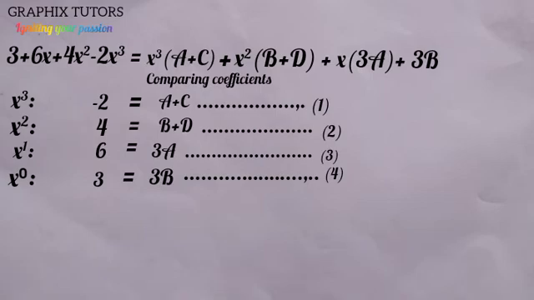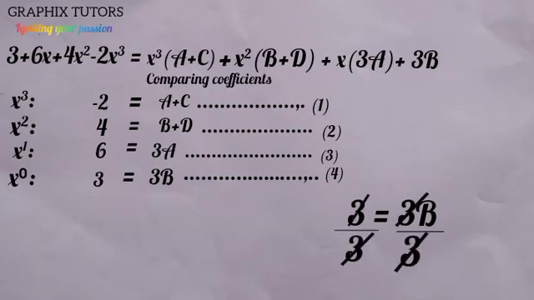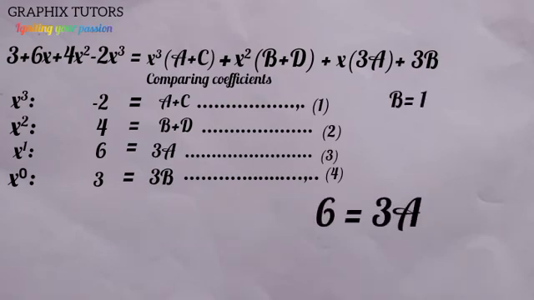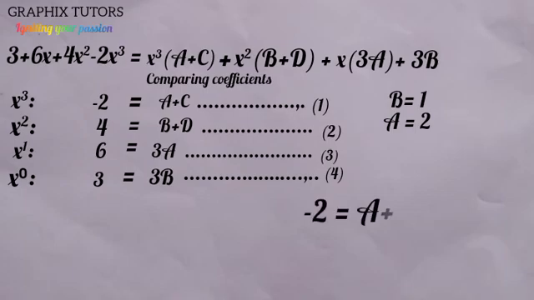Now from equation 4, we have 3 is equal to 3b. So if you divide both sides by 3, your b will be equal to 1. From equation 3, if I have 6 is equal to 3a, if you divide both sides by 3, I'll be having a is equal to 6 over 3, which is equal to 2. Now, substitute a into equation 1, and we know our equation 1 is minus 2 is equal to a plus c.